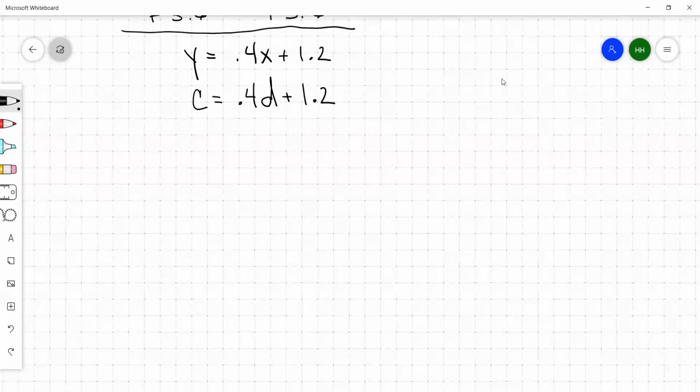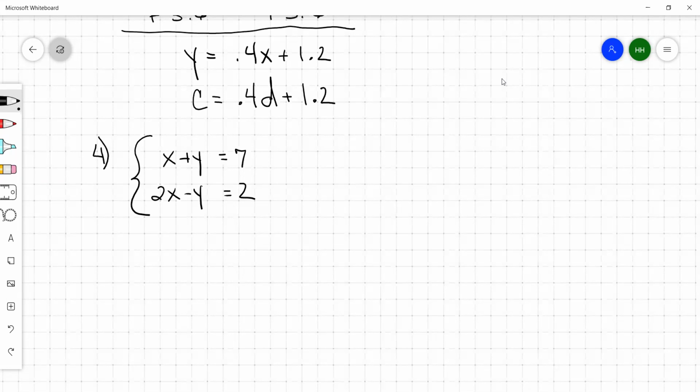All right, number 4 is back to a system. I got x plus y equals 7 and 2x minus y equals 2. The directions say solve by substitution, but you don't have to follow the directions because this is set up right now to just solve by elimination.